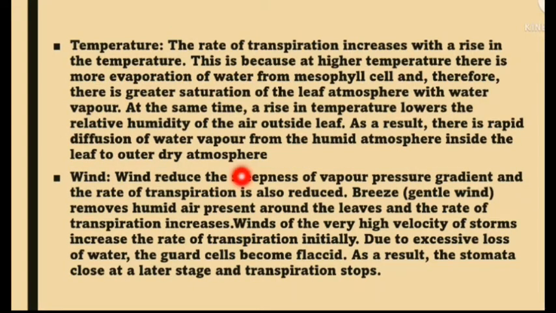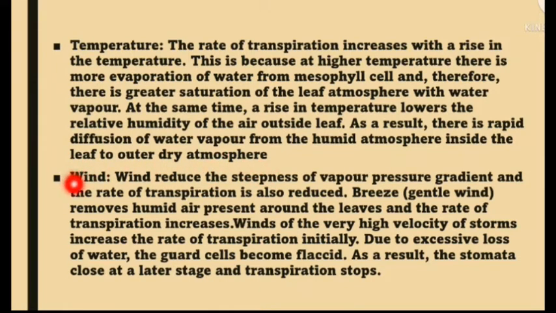Next is temperature. The rate of transpiration increases with the rise in temperature. This is because at high temperature there is more evaporation of water from mesophyll cells and therefore a greater saturation of the leaf atmosphere with water vapor. At the same time, a rise in temperature lowers the relative humidity of the air outside the leaf. As a result, there is rapid diffusion of water vapor from the humid atmosphere inside the leaf to the outer dry atmosphere.